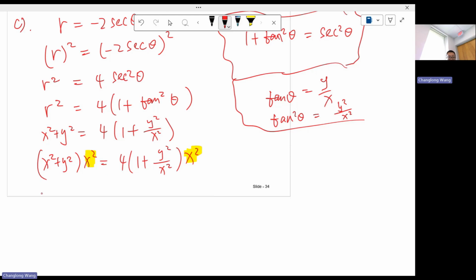I'm going to do that on the left-hand side. You'll see why in a second. I'll distribute the x squared from the right-hand side. Don't do the 4, leave it there. So x goes into the parentheses. Hitting the first term, you get x squared. Then the x squared times the second term, y squared over x squared times x squared: the x squared cancels, left with y squared. Now what?